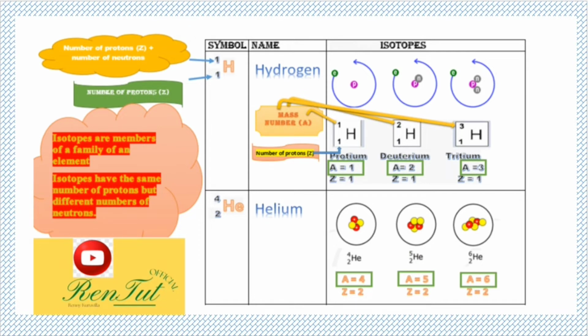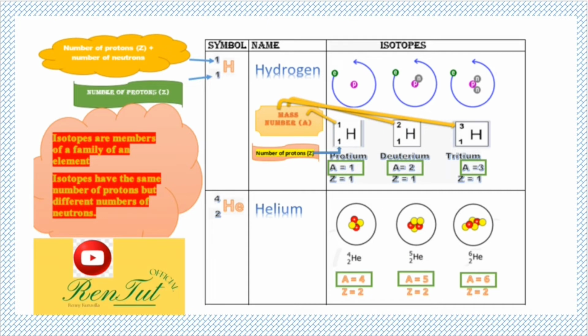So let's take an example of hydrogen to understand it better. You need to remember A is equal to Z plus the number of neutrons, and Z is equal to the number of protons. For any element X, the superscript should be A and the subscript should be Z. So let's take an example of hydrogen.